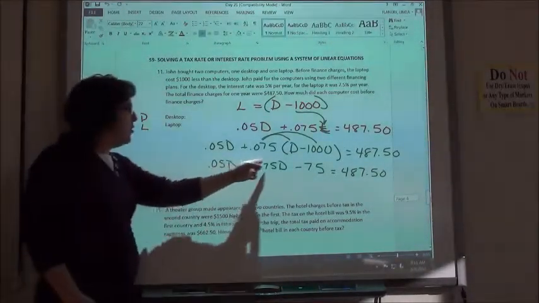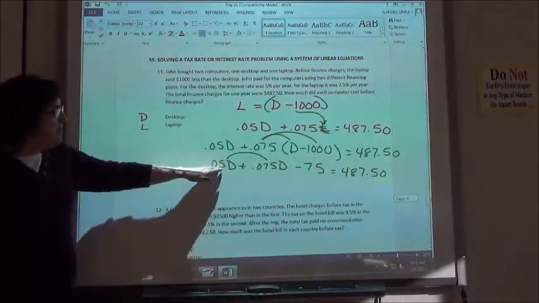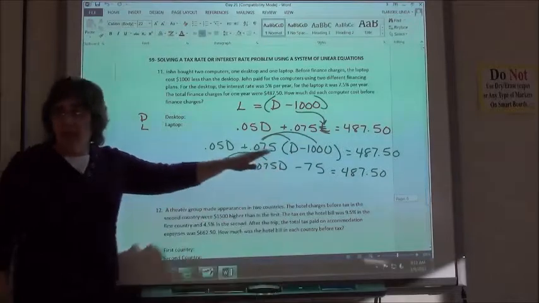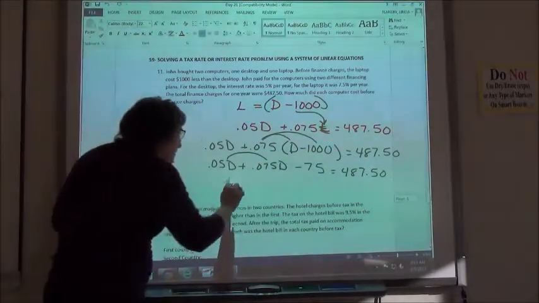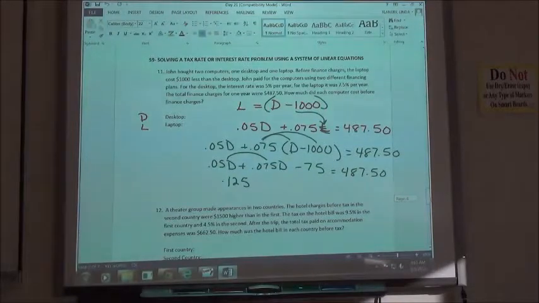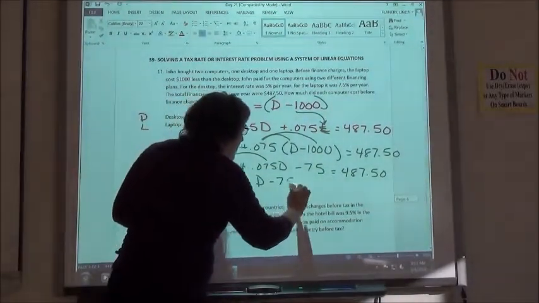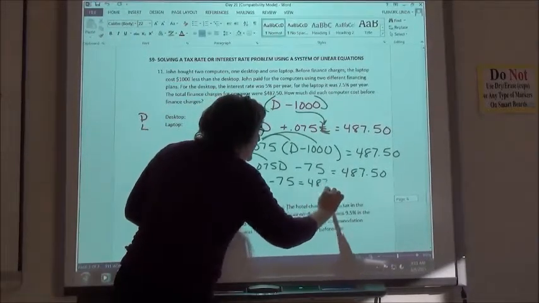Since I have like terms, I can go ahead and combine my like terms. If I take 5% plus 7.5%, I'm going to have 12.5%, right? So 0.125D minus 75 equals 487.50.